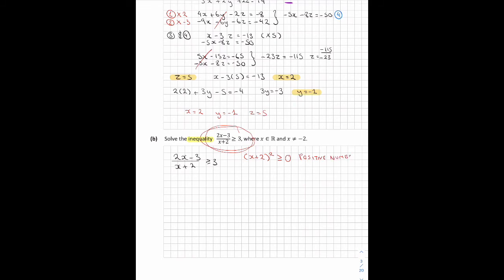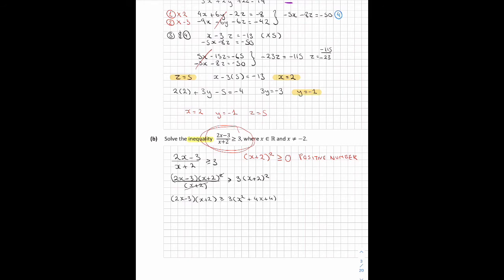So let's do that now. We'll multiply both sides by (x plus 2) squared. So we've got (2x minus 3) times (x plus 2) squared, divided by (x plus 2), which is greater than or equal to 3 times (x plus 2) squared. We can divide the top and bottom on the left hand side by x plus 2. That leaves us with (2x minus 3) times (x plus 2), which is greater than or equal to 3 times, multiplying out the squared, (x squared plus 4x plus 4).